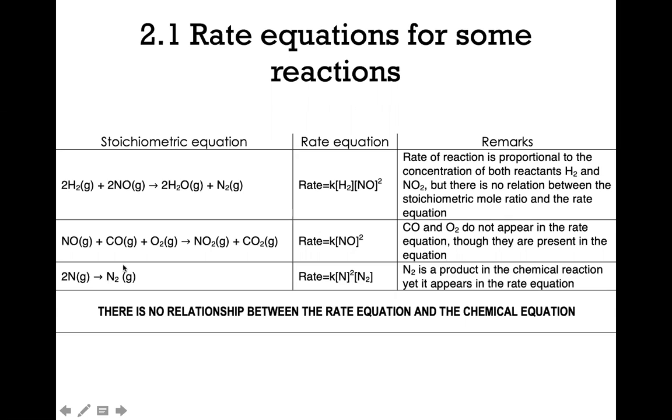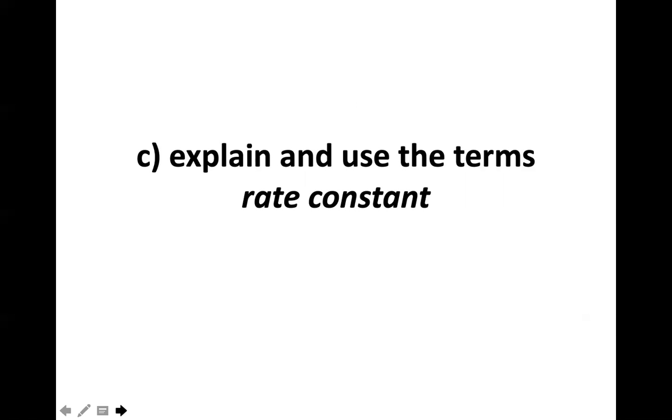Again, we cannot possibly predict this by just looking at the equation. There must be some sort of data from the experiment that helps explain why the product appears in the rate equation. In this case, the reaction is first order with respect to the nitrogen molecule N2. The total order of reaction would be 3. So the take-home message from this is that there is no relationship between the rate equation and the chemical equation. Many times I have repeated this over and over again.